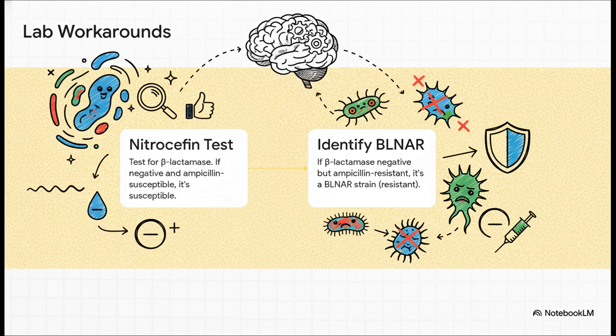But what if the enzyme is negative, and the bacteria is still resistant to ampicillin? Well, that's a clue that they're dealing with a different kind of resistant strain, known as BLNAR, and in that case, they know to avoid this antibiotic altogether. It's a fantastic example of real-world clinical problem-solving in action.